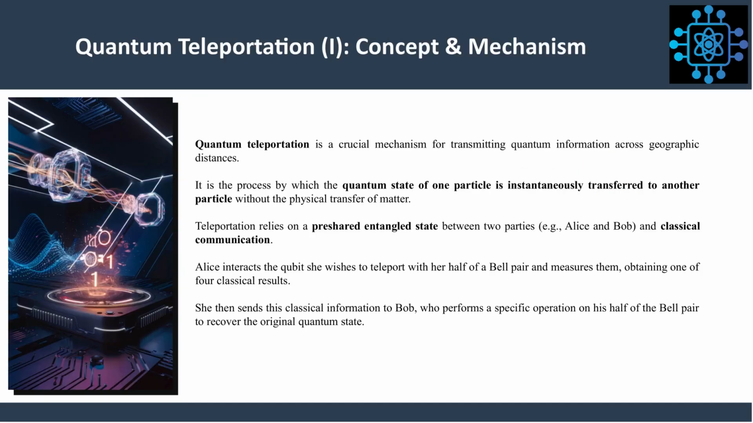Quantum teleportation enables the transfer of a quantum state between distant particles without moving matter. It requires a pre-shared entangled state and classical communication. Alice measures her qubit with a Bell pair, sending the result to Bob. Bob then applies a specific operation to his Bell pair half, reconstructing the original quantum state.